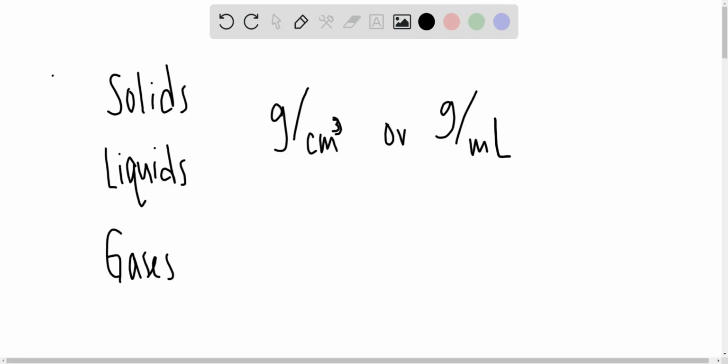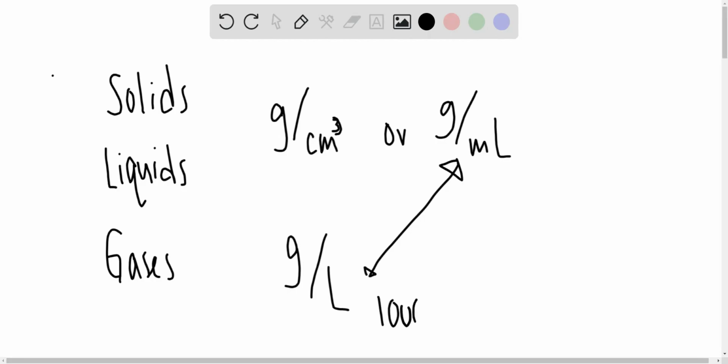And for gases, they use a different unit, which is grams per liter, which, as you can see, is the difference between milliliters and liters. Milli means a fraction of 1,000. So a liter is 1,000 times greater than a milliliter. So that's the main difference there in terms of the units.